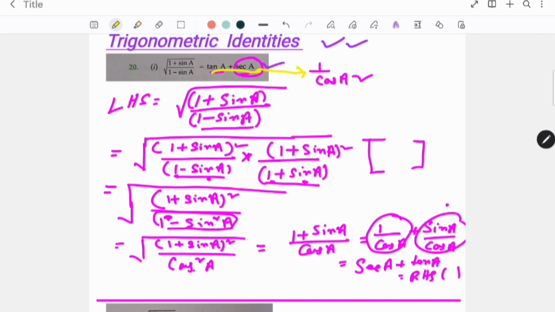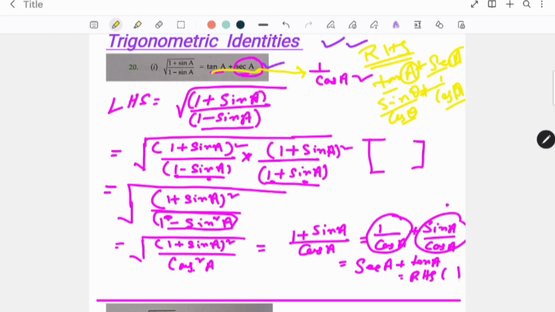See what I mean to say here: in the RHS, what do we have? We have tan A plus sec A. If we split both, tan is sin by cos, and sec is 1 by cos. So by splitting, in the denominator we are getting cos. The variable A or theta does not matter.